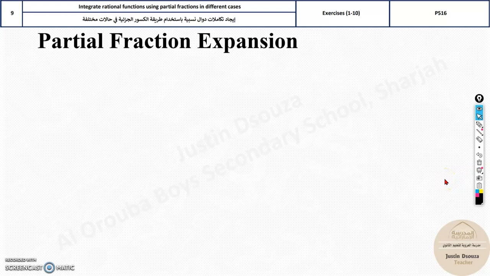The ninth topic is to integrate rational functions using partial fractions. Here, let us look into partial fraction expansion at the beginning, and then we will see how to integrate it. Now, imagine you have a rational function like this. It's in fractions. Now, you can see the numerator is lower than the denominator. So in this particular topic 9, you generally will have such problems.